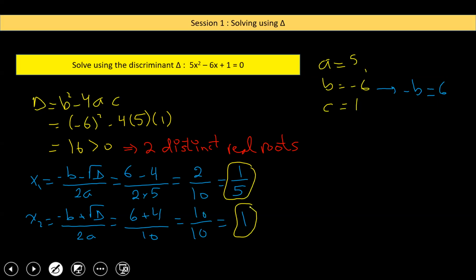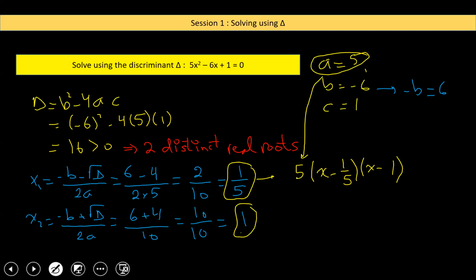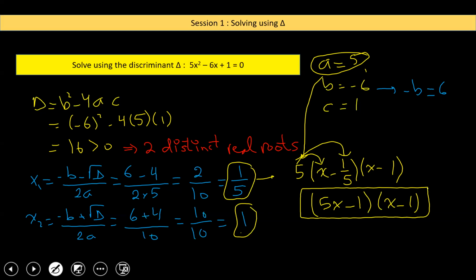If we want to factorize this one, we know that if alpha is a root, then x minus alpha is a factor. So here we get x minus 1 over 5, x minus the other root, which is 1, and we have to multiply by a outside. Now, if we want to write it in a better way, we expand, we multiply 5 by this factor, we get 5x minus 1 into x minus 1. This is the final factorized form. So here we are solving and then factorizing.